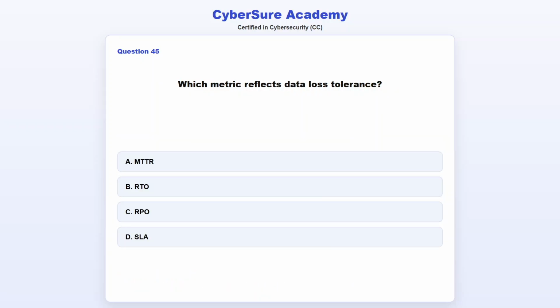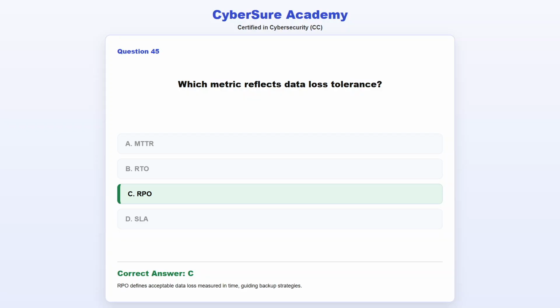Question 45. Which metric reflects data loss tolerance? A, MTR. B, RTO. C, RPO. D, SLA. Answer to question 45 is C. RPO defines acceptable data loss measured in time, guiding backup strategies.